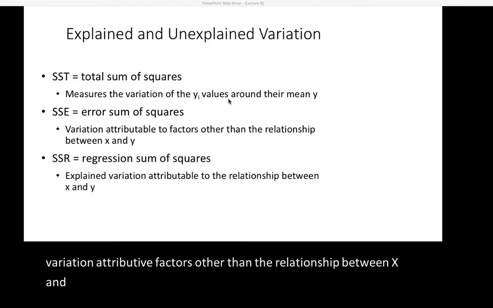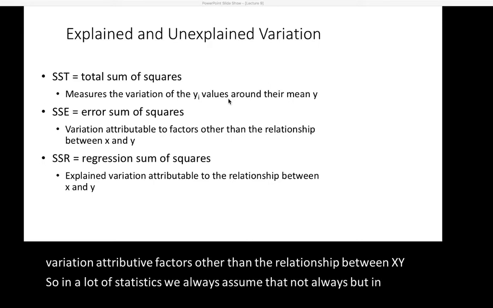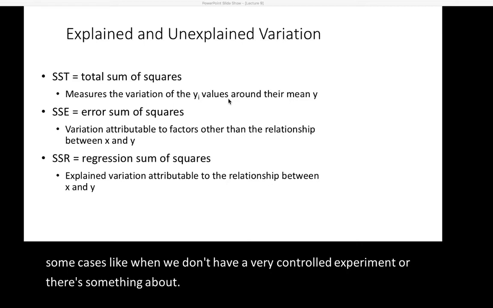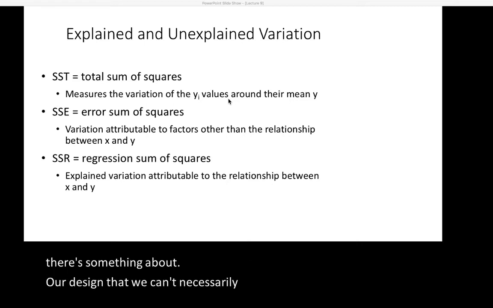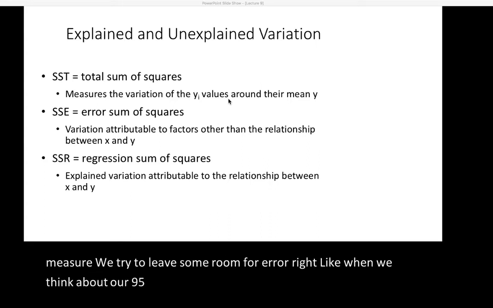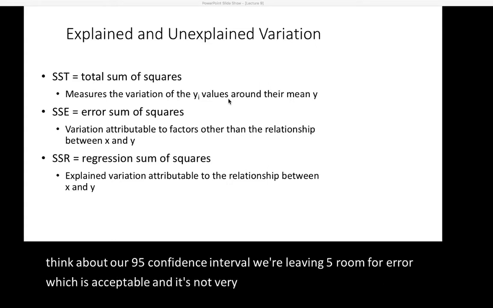So in a lot of statistics, we don't always assume, but in some cases, like when we don't have a very controlled experiment, or there's something about our design that we can't necessarily prove causation, we try to leave some room for error, right? Like when we think about our 95% confidence interval, we're leaving 5% room for error, which is acceptable. And it's not very high, so we're okay with that.